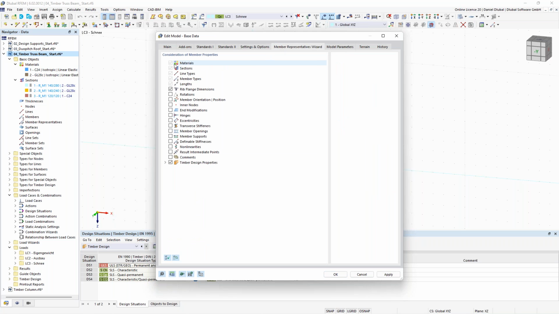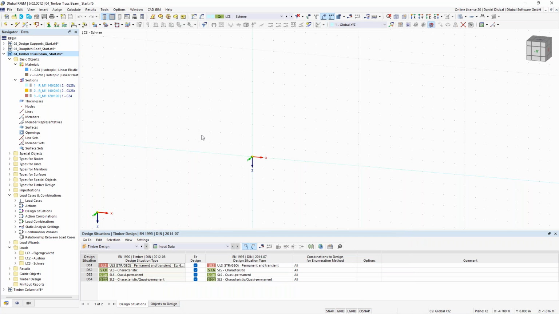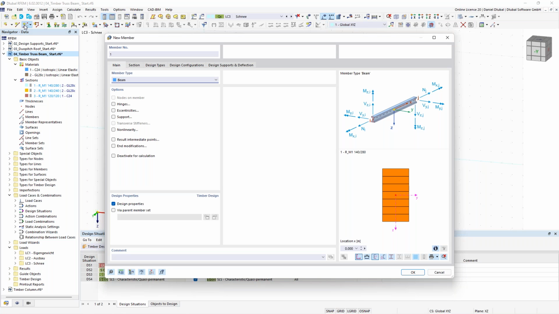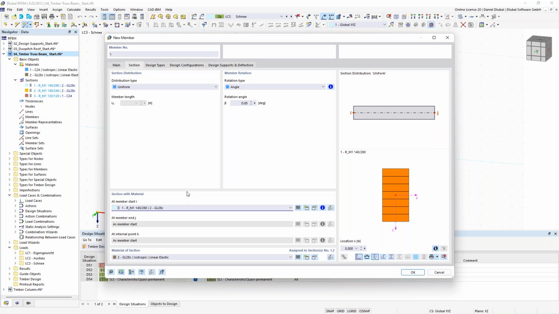And here you can see how the member properties are considered for member representatives. Member representatives are recognized when they have these five properties: same materials, sections, line types, member types, and length. Next to that, you can also add some more properties, but for our case this is completely enough. Okay, so now let's do the upper girder first. I create a new member, go here to section, and choose this one with this glued laminated timber.